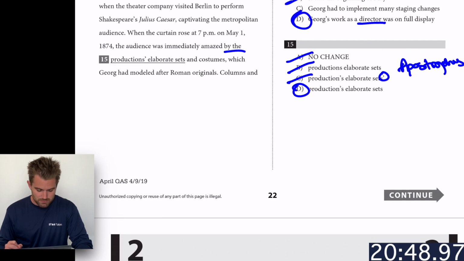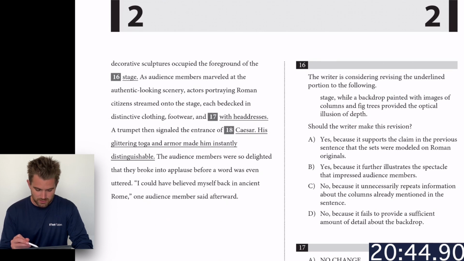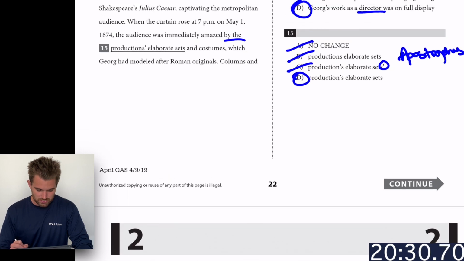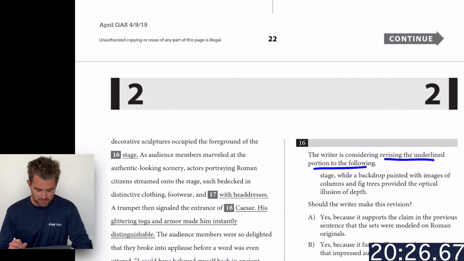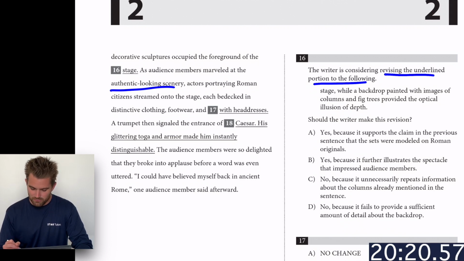Let's see, going back, George had modeled after Roman originals. Columns and decorative sculptures occupied the foreground of the stage. They're just considering revising the underlying portion of the following. Sculptures occupied the foreground of the stage, while a backdrop painted with the images of columns and fig trees provided the optical illusion of depth. Let's go back and reread. He had modeled his original sets, elaborate sets and costumes, after Roman originals. Columns and decorative sculptures occupied the foreground, as audience members marveled at the authentic-looking scenery. So yeah, it provides something about the scenery.